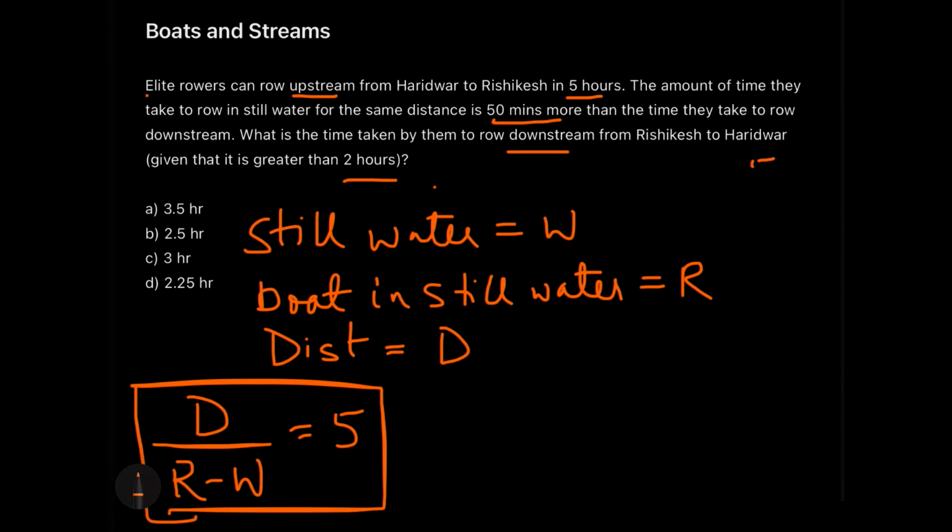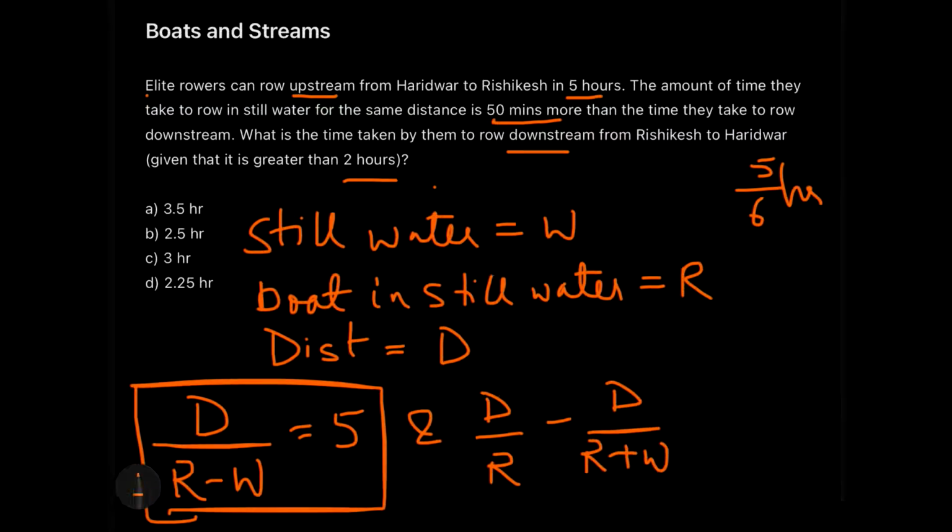50 minutes can be written as 5 by 6 hours. So therefore I can make my another equation, which would be d by r minus d by r plus w is equals to 5 by 6, where d by r is the time taken when we are moving in the still water, and d by r plus w is the time taken when we are going downstream. If I subtract both of them, I get 5 by 6, which is 50 minutes.